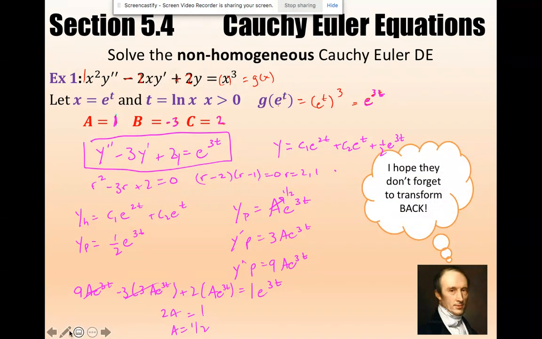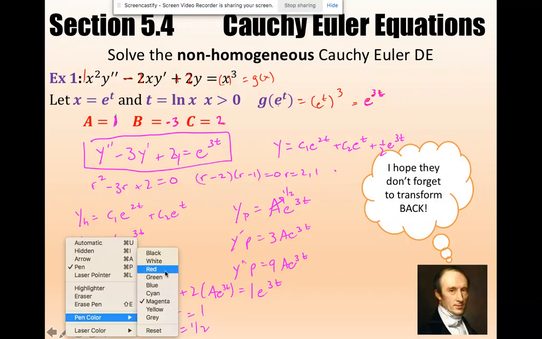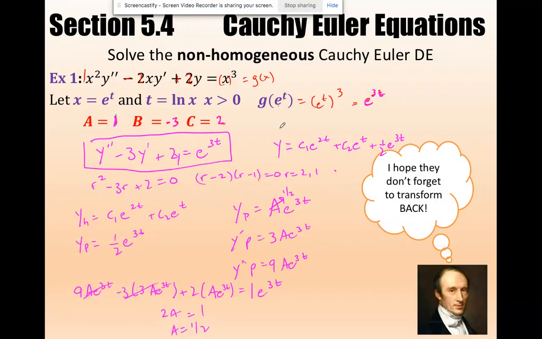Careful. You started in X land, so you need to go back and transform the X's, right? Your actual solution, what's e to the 2t? That's e to the t squared, right? E to the 3t is e to the t cubed. There's your actual solution. Crazy. Let's do another one.